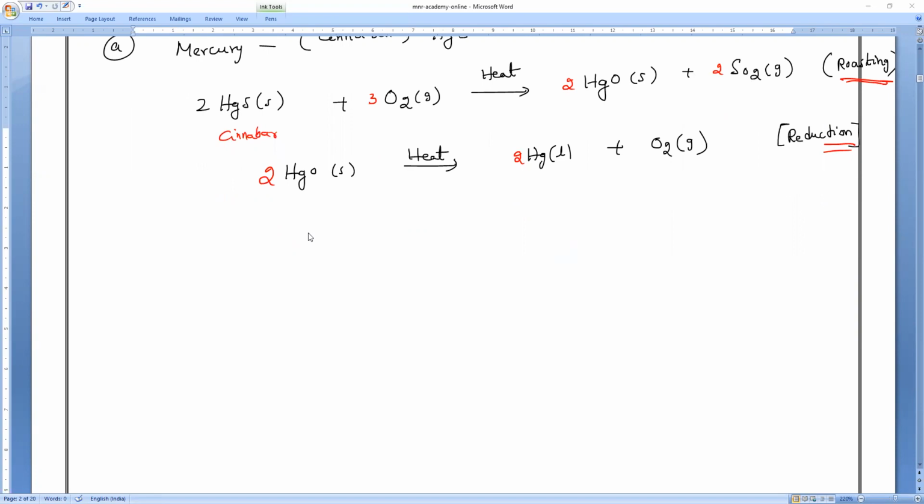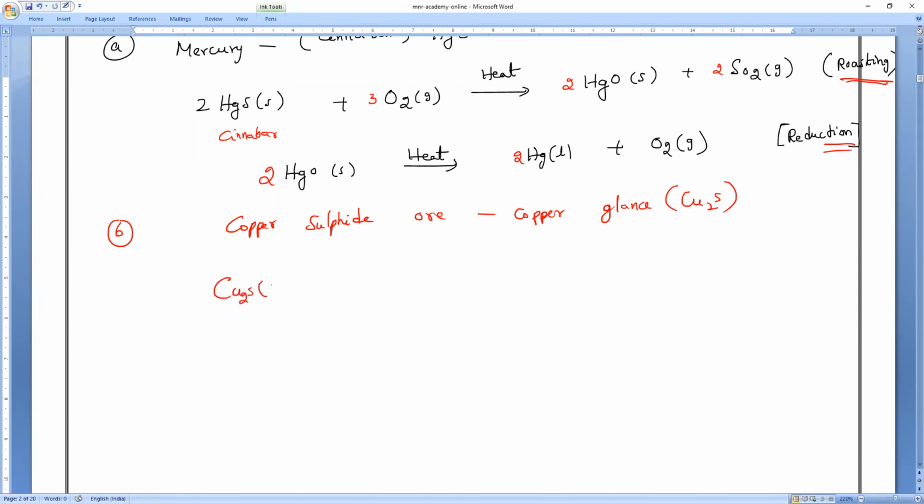So next, sulfide ore. Can you tell me the common name of copper sulfide ore? Copper sulfide ore, common name, guys. Yes, copper glance. We used to call it copper glance. So copper glance formula, tell me. Cu2S. Okay. So that's all it is.